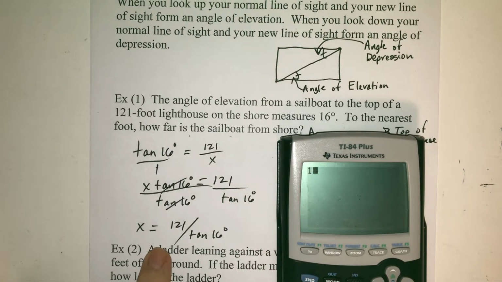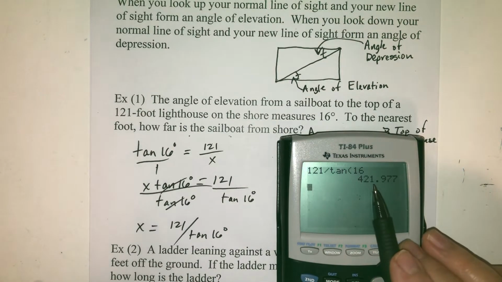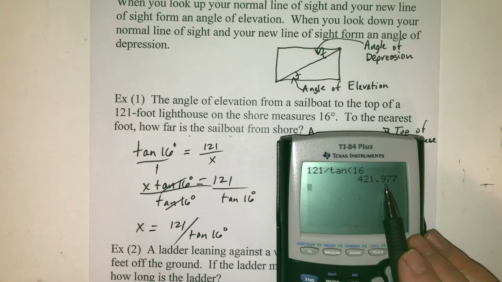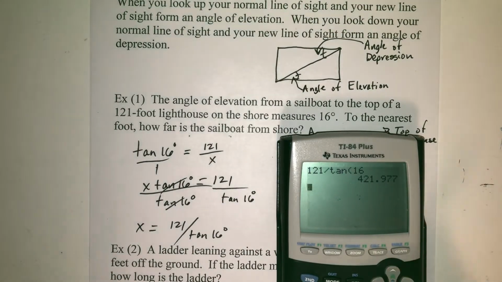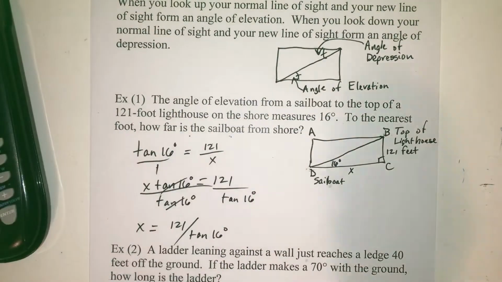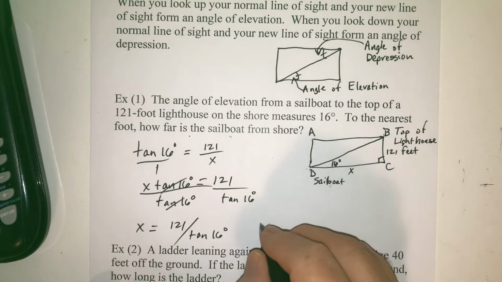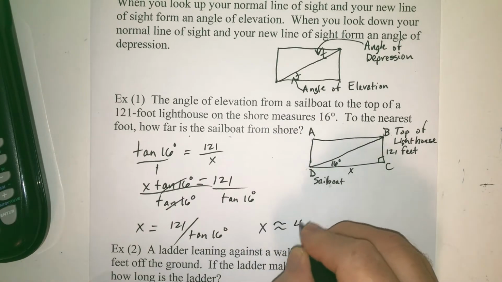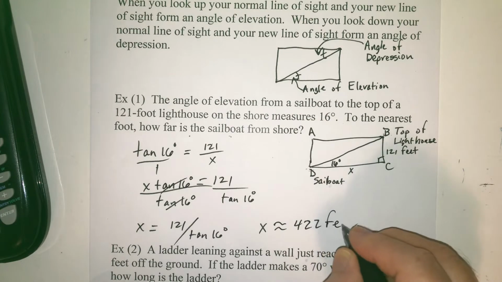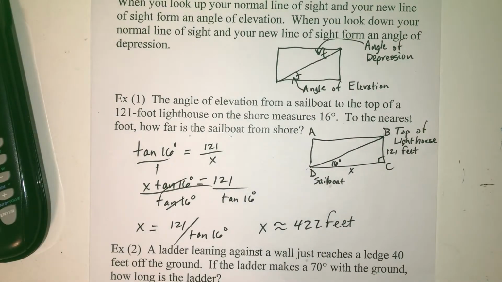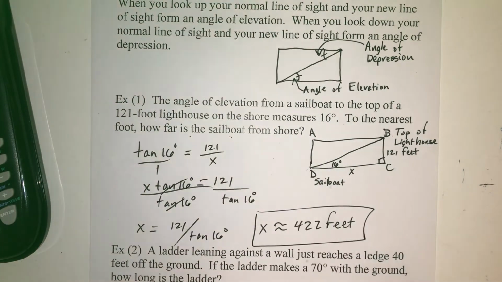And now I'm going to type in 121 divided by the tangent of 16 degrees. And when I do, that would round to 421 or 422, depending on this digit to the right. That's one of your 5 highest, so it'll go 422 feet. So x is approximately 422 feet, or if you like, this boat is approximately 422 feet from the shore. Okay, all right, so there's your work for example number 1.